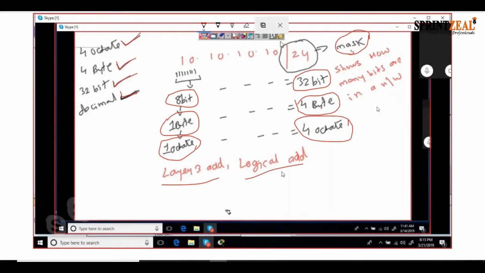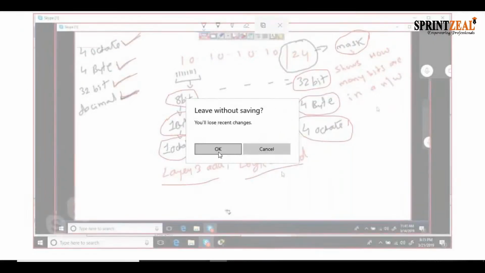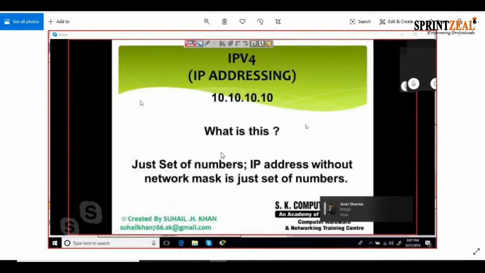So now let's move ahead. Let's see here. What is an IP address? An IP address is just a set of numbers. An IP address without a subnet mask is just a set of numbers. See the importance of the subnet mask, right? Because if it is not supported by a mask, then it is just a number.